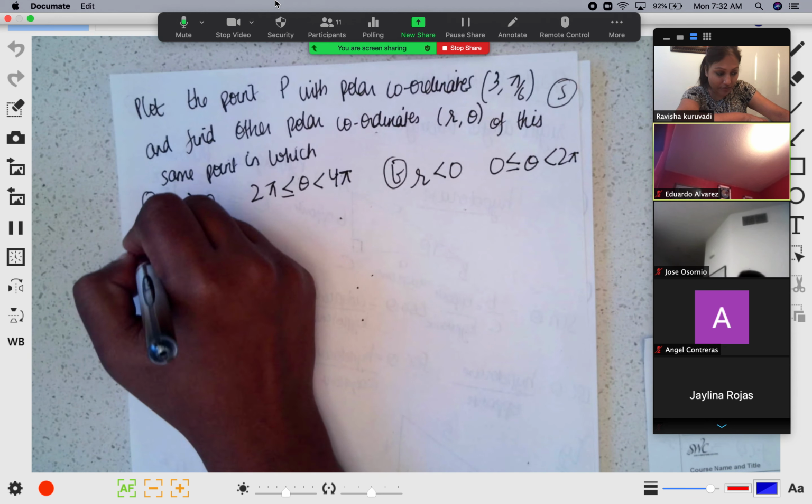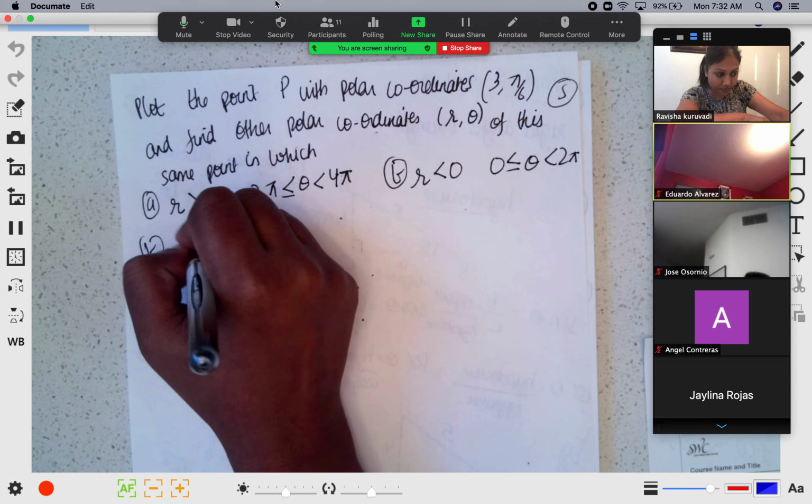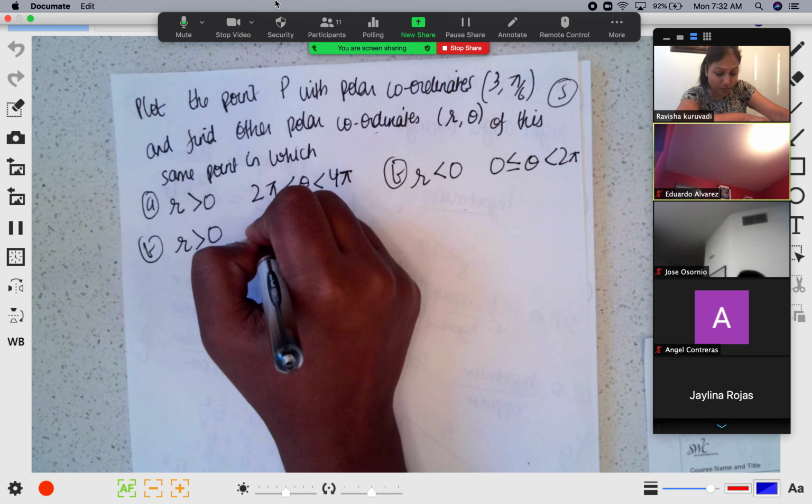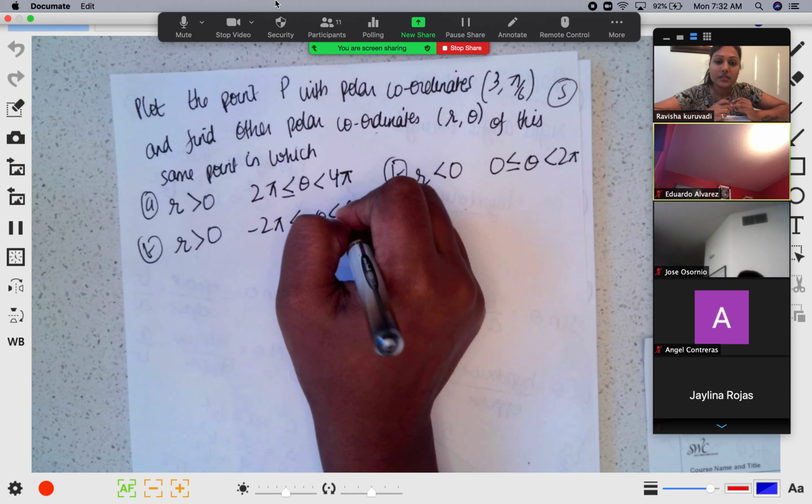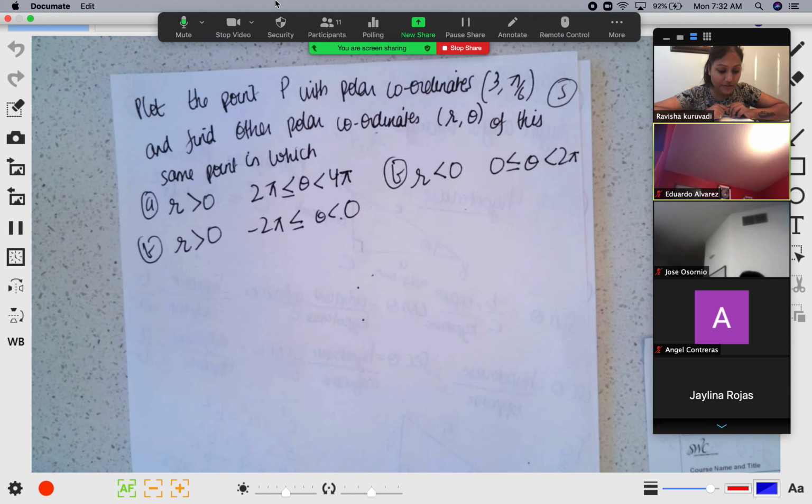And B, you are given r should be greater than 0 and theta should be between negative 2 pi and 0. Yeah, these are the three different parts you are given.